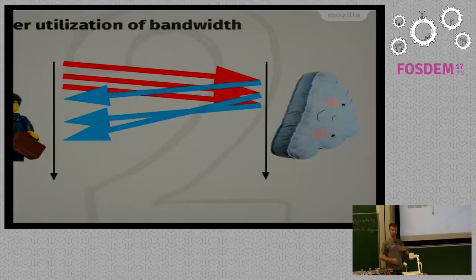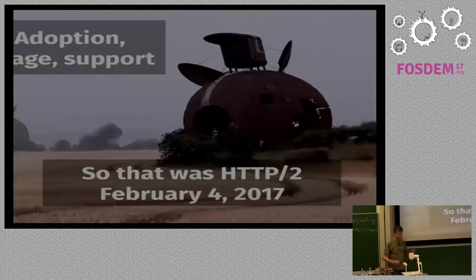The responses can then be differently paced. They can be fast or slow. It doesn't matter. They're all over the same connection, and they can send data as soon as they have it. Much better usage of bandwidth and usage of TCP in general. So that is HTTP 2 in 3 minutes.